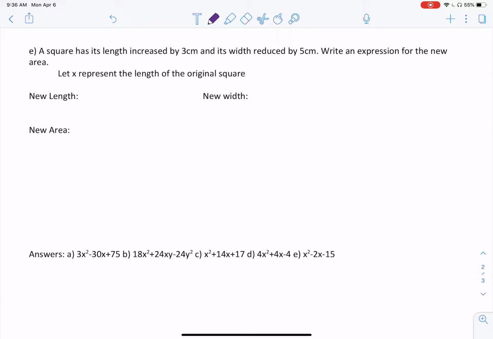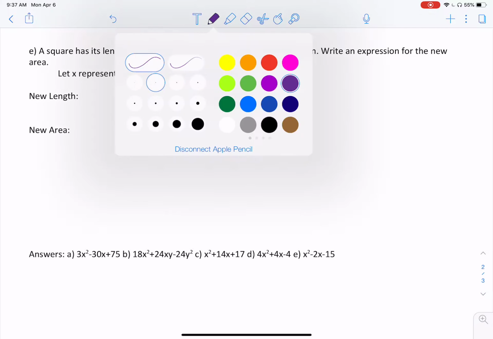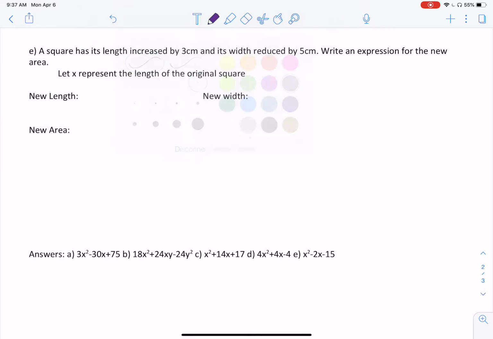So our last example is going to be an application question. A square has its length increased by 3 centimeters and its width reduced by 5 centimeters. We want to write an expression for the new area. And it gives us a little let statement, which is nice. So let x represent the length of the original square. So we'll start by drawing our original square here.